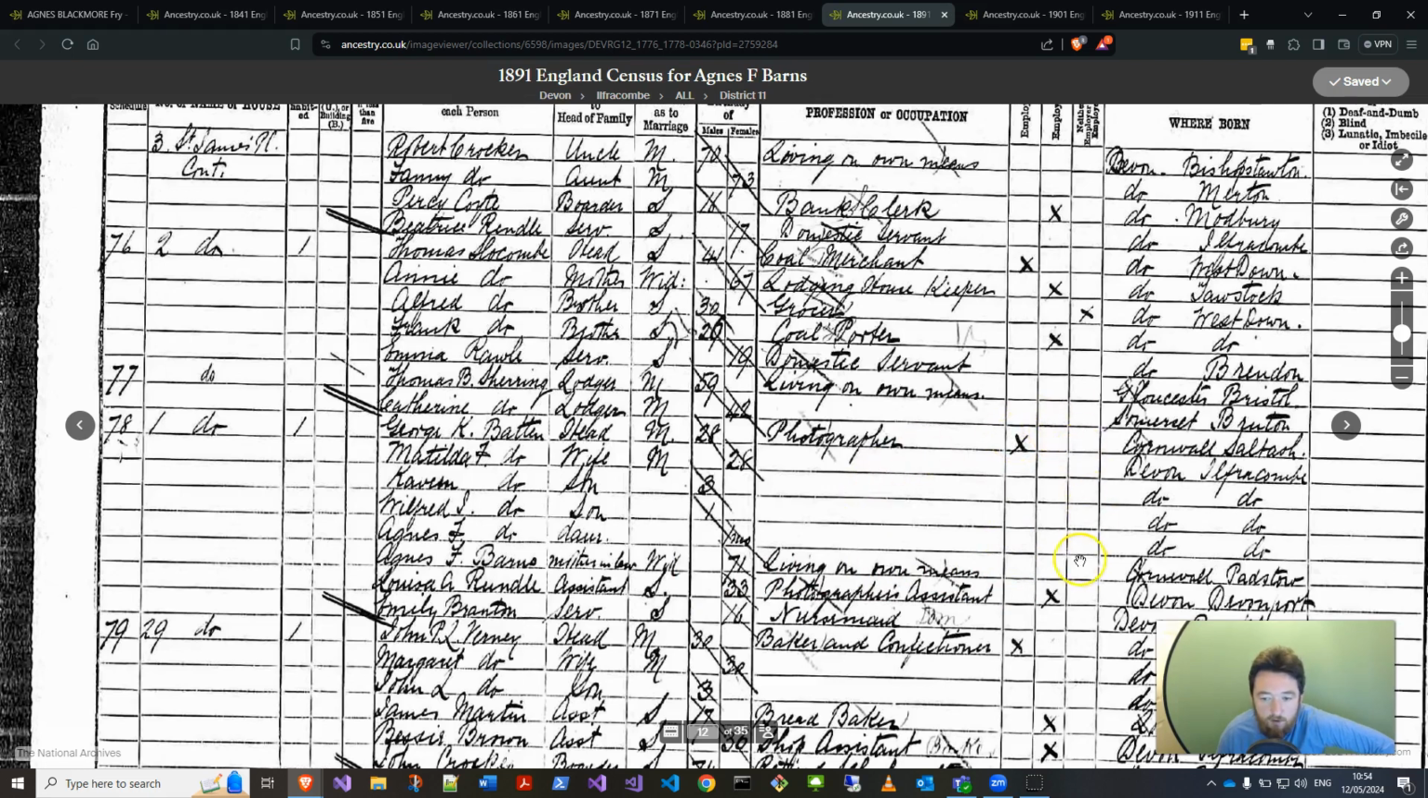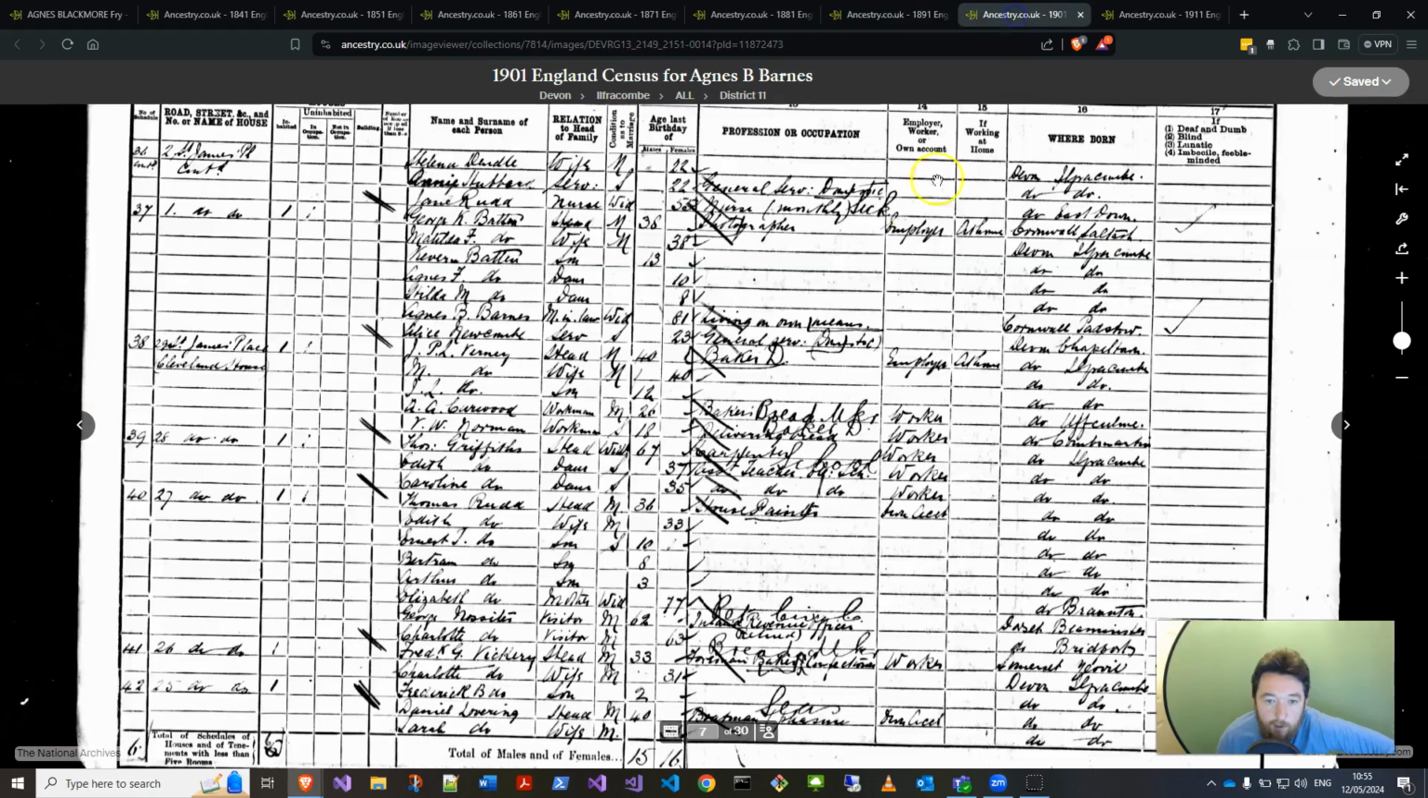Why they didn't just cross them all, again, mysteries, but saving ink, saving time, I suppose. Human habits. Okay, 1901 census next up.